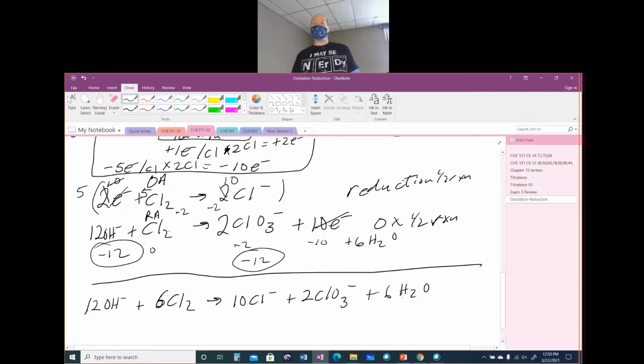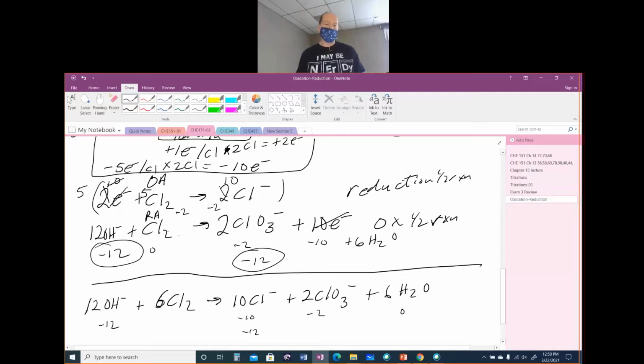All right. Always want to check your charge. Make sure you didn't forget to bring something down. All right. So you got minus 12. You got 0. You got minus 10. You got minus 2. You got 0. So we have minus 12 is equal to minus 12. So we have a balanced oxidation reduction reaction.